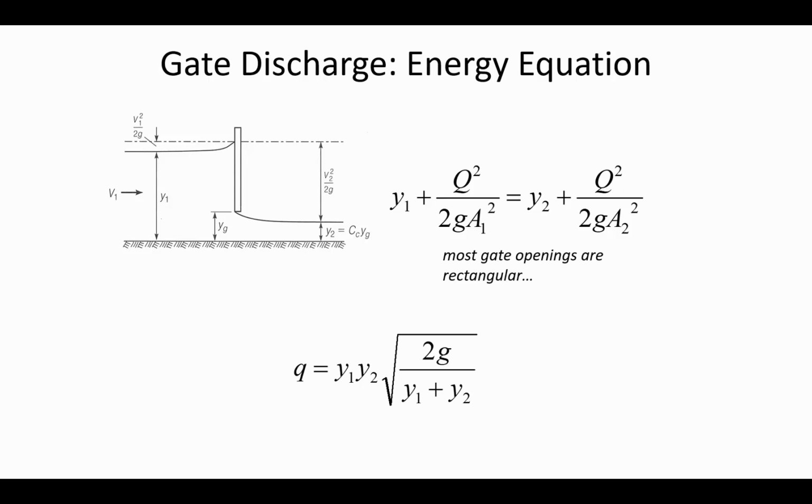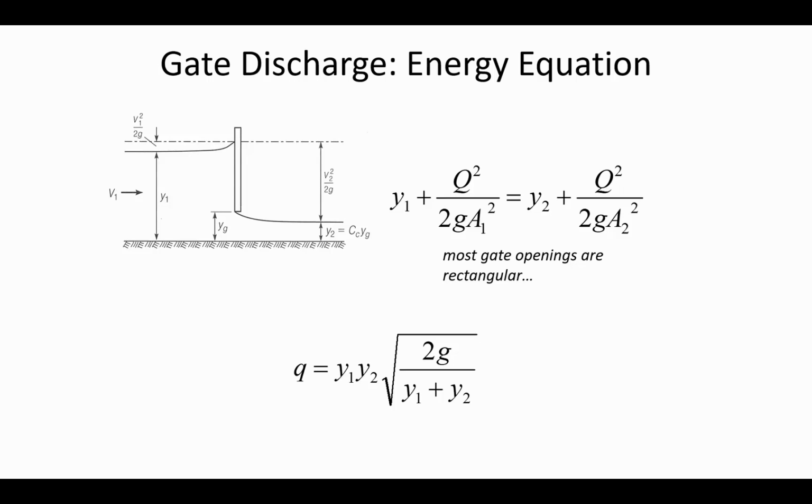Now most gates like this are the full width of a channel, or at the very least, even if they're not the full width of the channel, they're rectangular in shape. And that makes it a little bit easier for us to do flow calculations because if it's a rectangular shape, then we can calculate the flow per unit width under the gate. So lowercase q, remember, flow per unit width is simply the volumetric flow rate divided by B, which is the width of the channel.